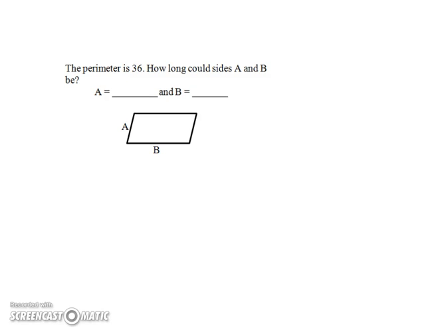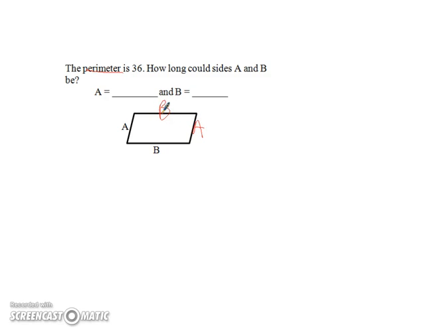The perimeter is 36. How long could the sides A and B be? That's cool. A lot of my friends get confused on this problem because they just wanted to make A and B add up to 36, but it's the perimeter. So you have to remember there's another A over here and there's another B right there.